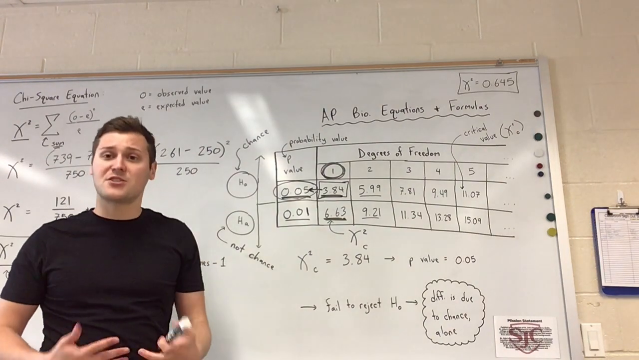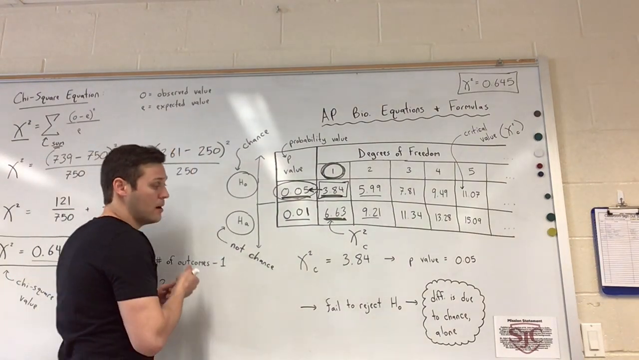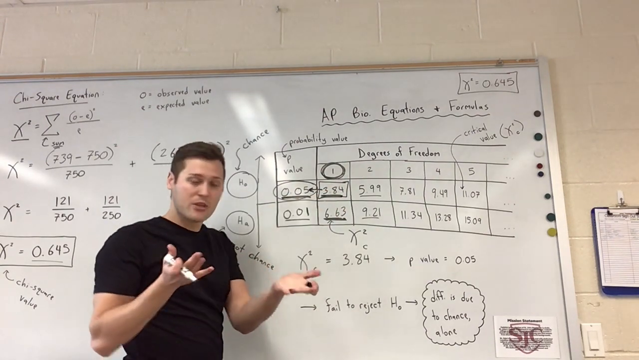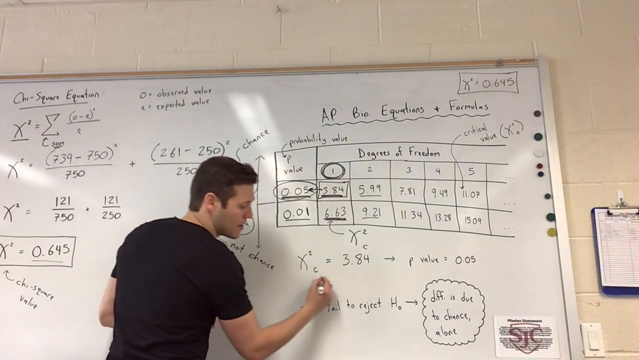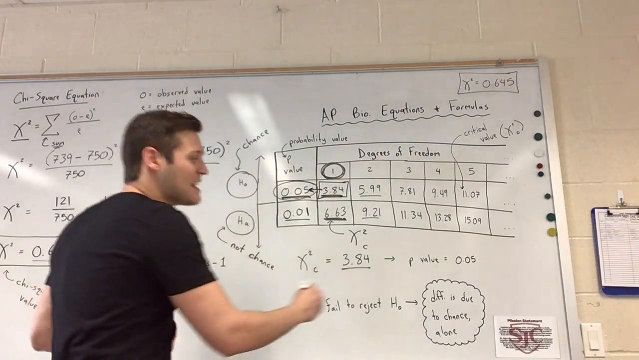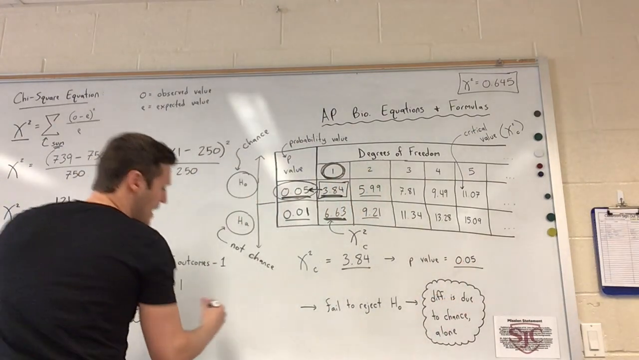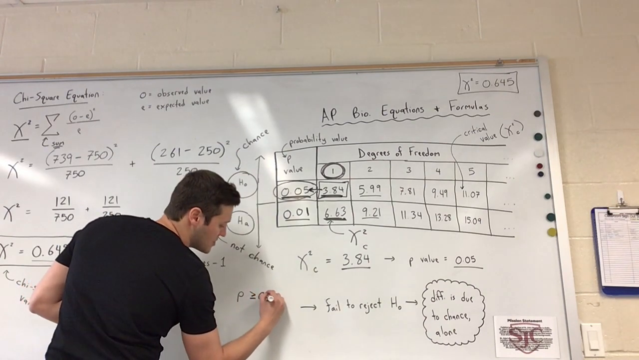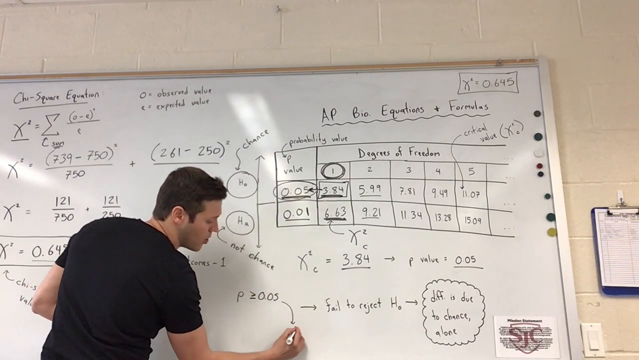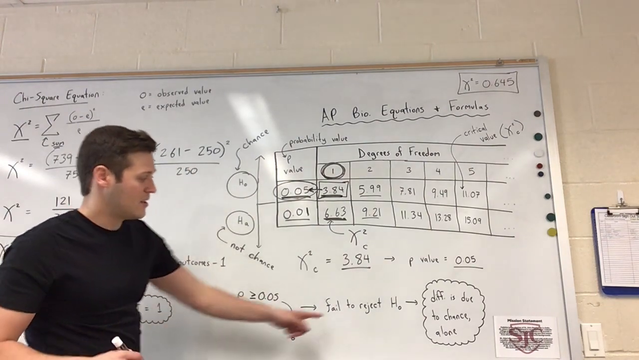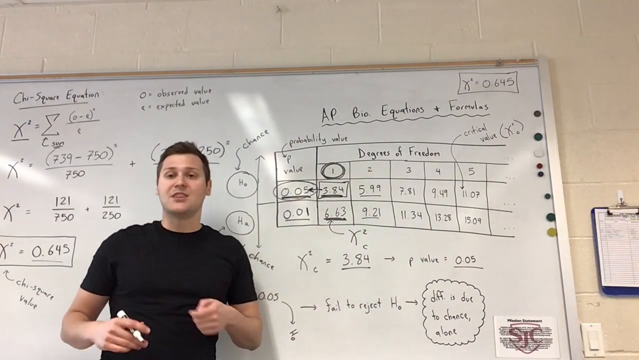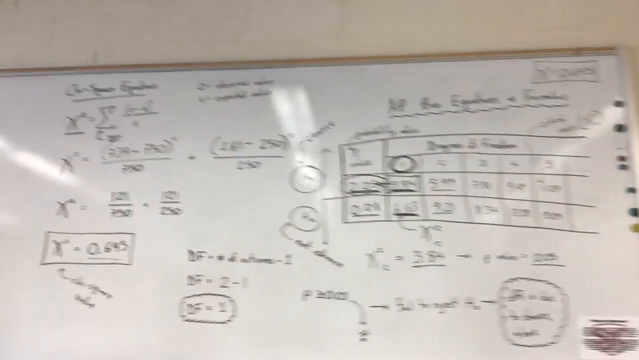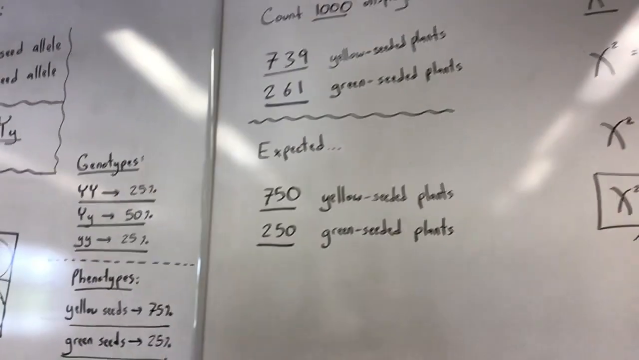Just to summarize, so you can see the big picture, our chi-square value is 0.645 for our observed and expected values, which means our critical value is 3.84, which means our p-value is 0.05, and if our p-value is greater than or equal to 0.05, then we go with our null hypothesis. So we fail to reject our null hypothesis, and the difference is due to chance alone. So if we look at our values, we say that it's our null hypothesis, the difference is due to chance.